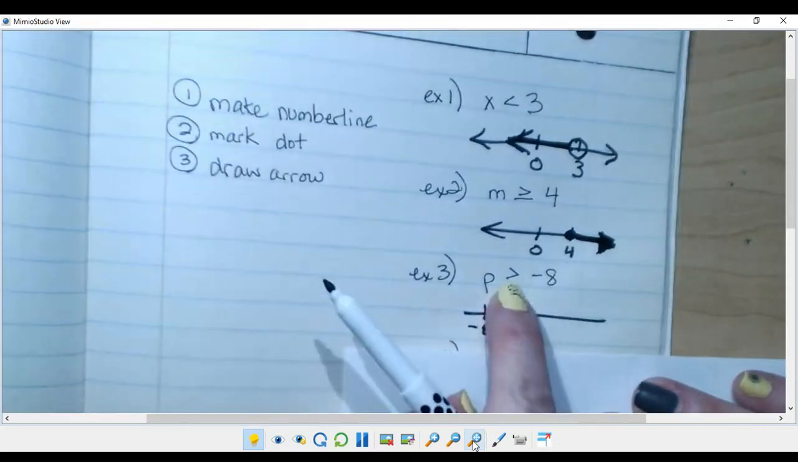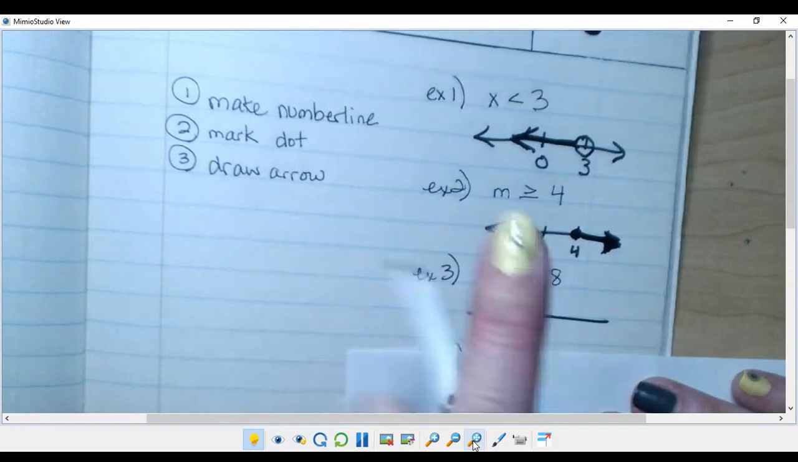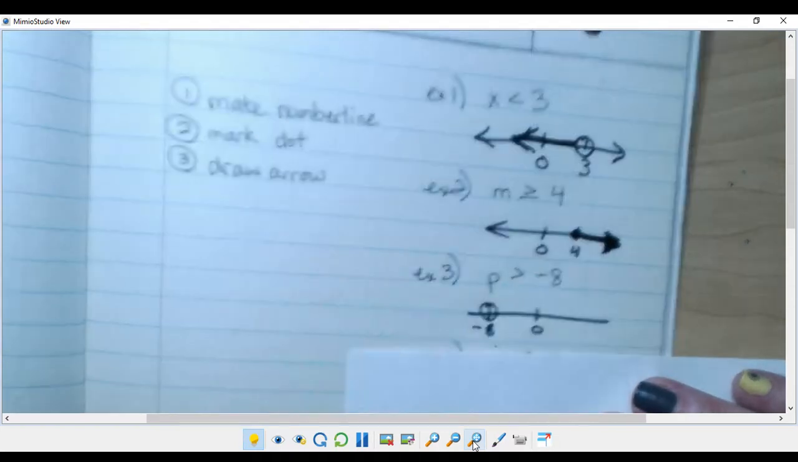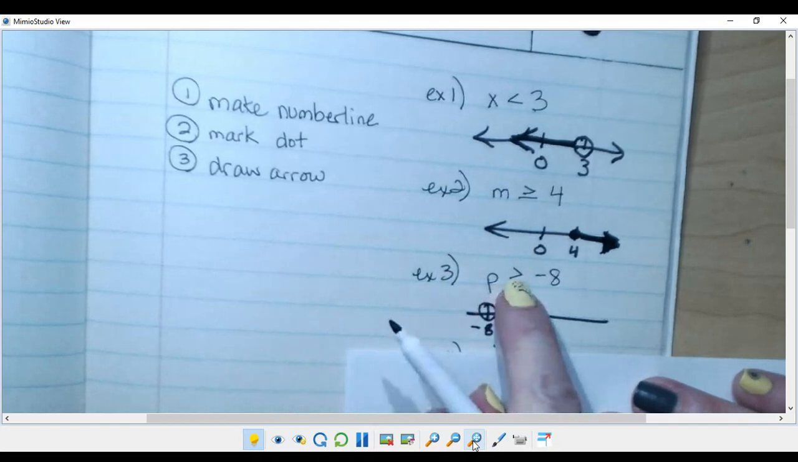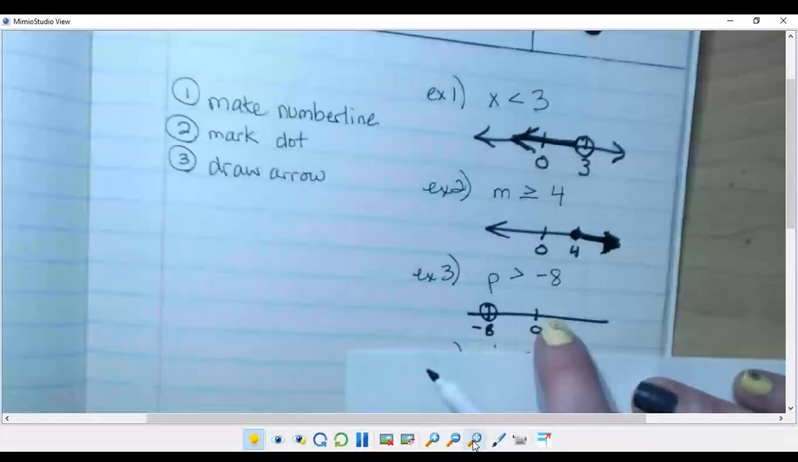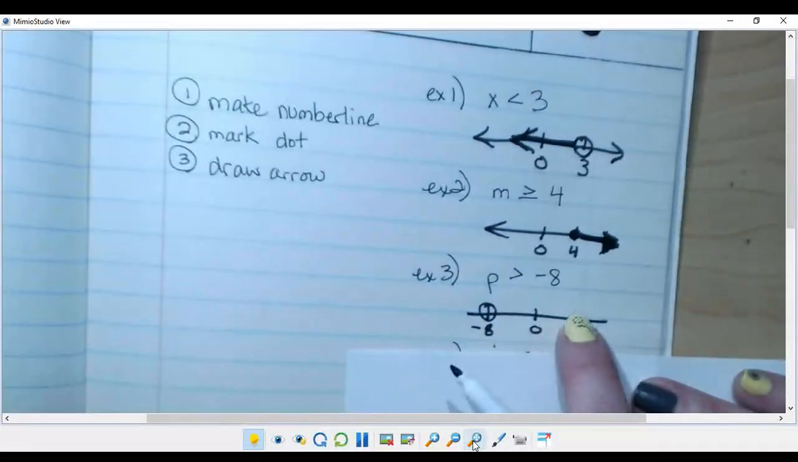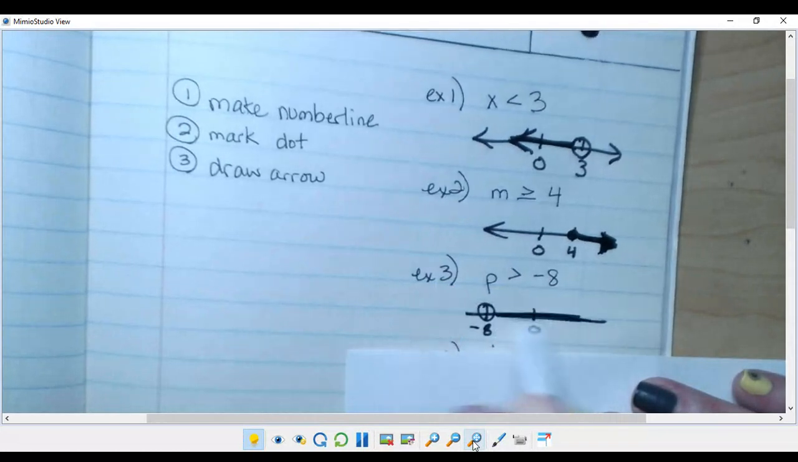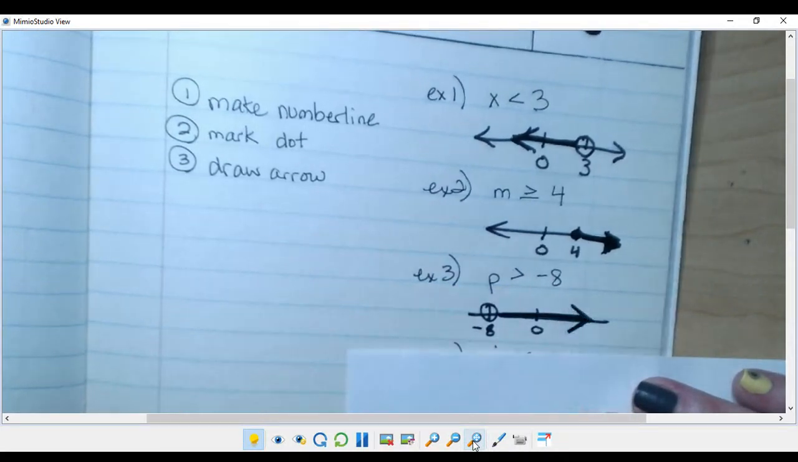What kind of dot? Open. Good. That'll go at negative 8. And I want all the numbers bigger than negative 8. I know all the positives are bigger, right? If I'm talking about temperature, all the warm temperatures are over here. So let's go that way. There. I've graphed all the options greater than negative 8. Make sure that your dot and your arrow connect too.